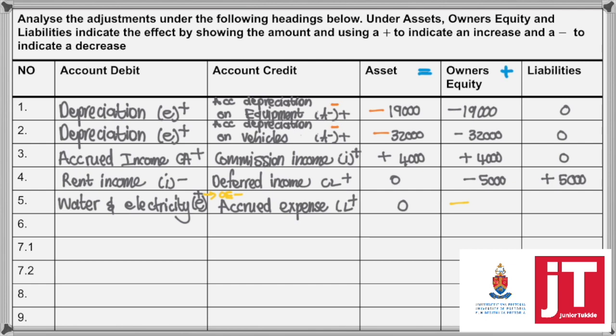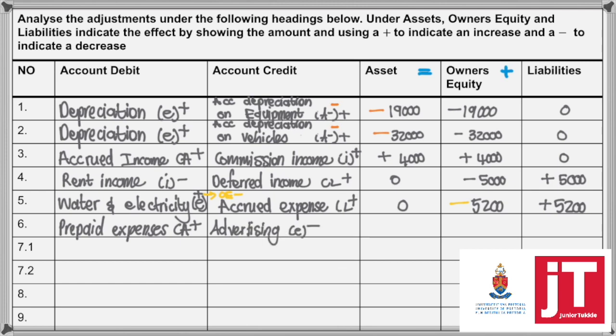Then number 5, water and electricity was still needing to be paid, so it's an accrued expense which is a current liability, and water and electricity must plus. Remember, if we have a plus for expense, it's a minus on equity. So I'm going to minus 5,200 Rand off owner's equity and plus 5,200 Rand for liabilities because I still need to pay the municipality the money. I owe them.